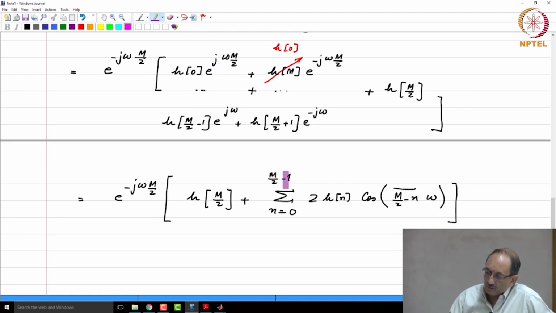Put the upper limit m by 2 minus 1. If you put n equal to m by 2 minus 1, this will become cos omega, this n will become m by 2 minus 1. So, that is exactly this term, m by 2 minus 1, this plus this will give you 2 times this cos omega. So, this is the general expression for all the terms.